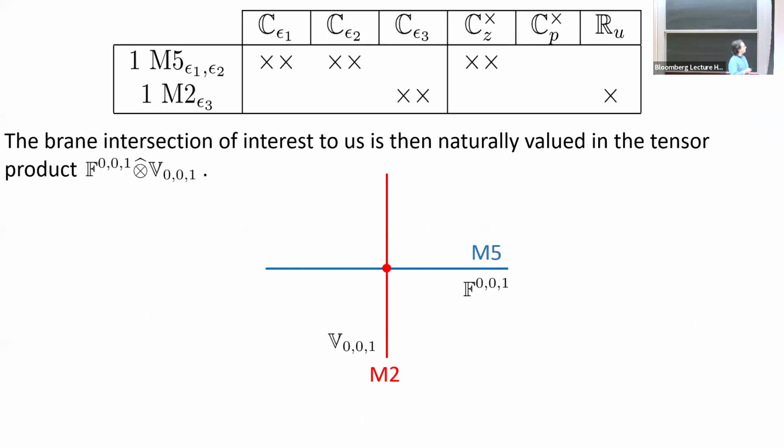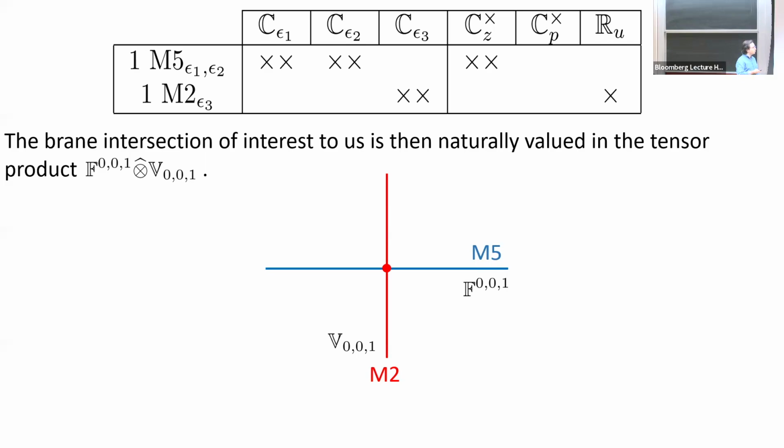So now, the brane intersection of interest to us is naturally valued in a tensor product of a Fock representation and a vector representation. Remember that the intuition of Gaiotto and Rapcak was that maybe M2 and M5 brane intersecting in M theory on C3 had something to do with Miura operators. They tried to study the algebra by indirect ways, but what does it mean now in this setup? It means that maybe this thing has something to do with Miura operators for the quantum toroidal algebra.